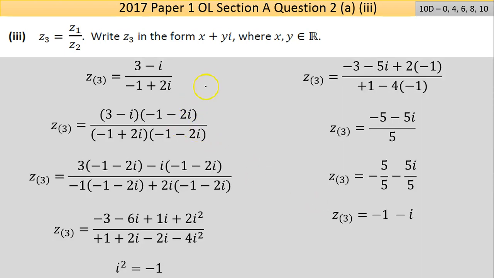If I go to my answer here, the conjugate of -1 plus 2i will be -1 minus 2i. So at least write that down, and you get marks for writing down the conjugate. I've written the question out again.